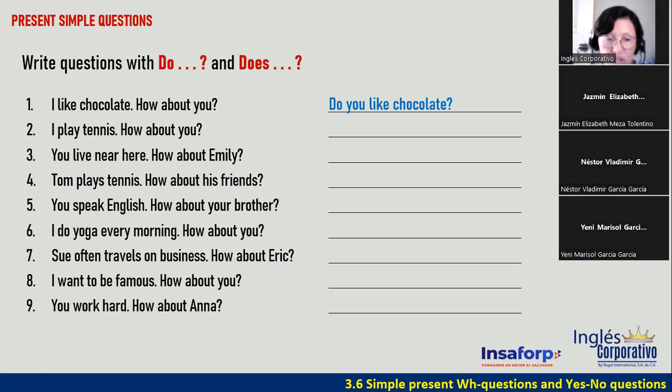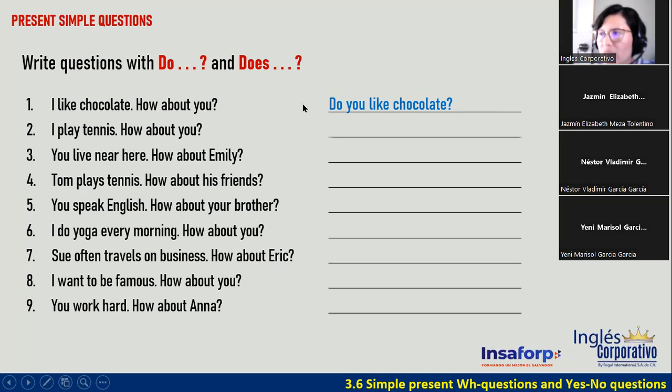¿Están claras las instrucciones, chicos? Are the instructions clear? Bueno, volvería a explicar esa parte, yes, por favor. Yes, definitely. Ahorita vamos a hacer preguntas, ¿verdad? Por ejemplo, la oración dice, I like chocolate. Me gusta el chocolate. How about you? Do you like chocolate? Me gusta el chocolate. ¿Qué hay de ti? ¿Te gusta el chocolate? ¿Verdad? Entonces, prácticamente es convertir la primera oración en una pregunta.